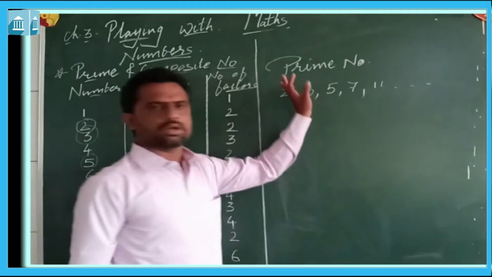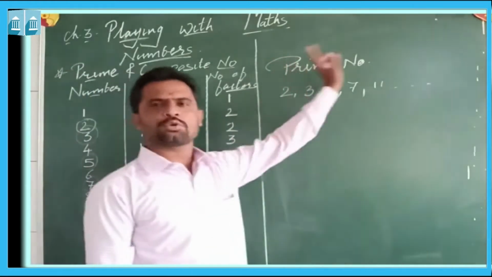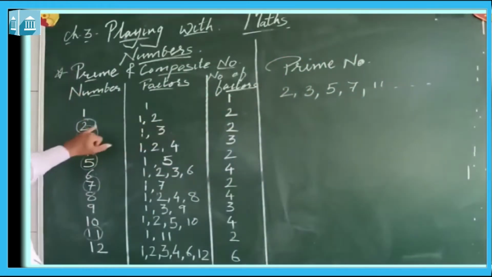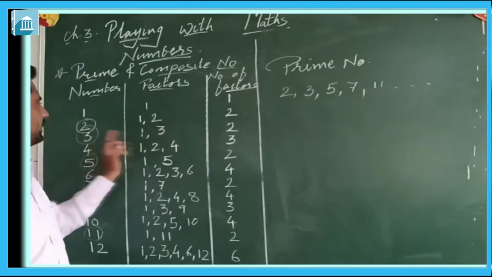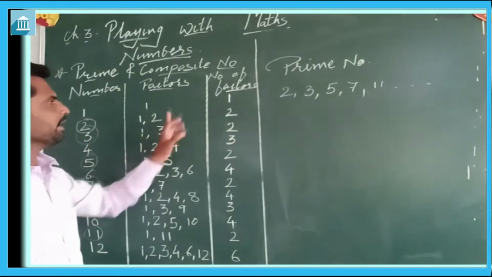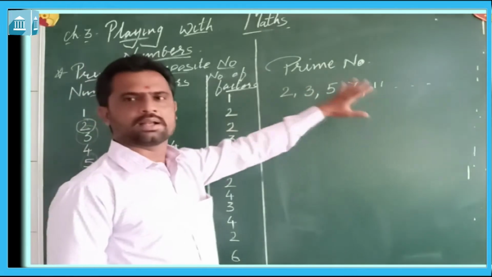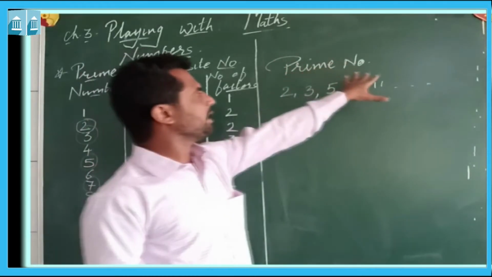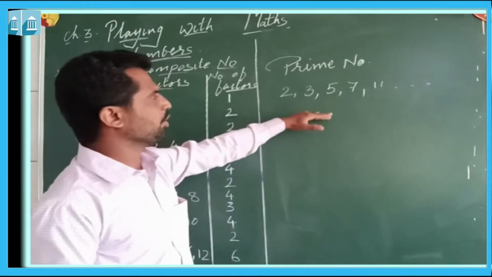The number which has only 2 factors, you see here that 2 has only 2 factors, 1 and 2, again 3 has only 2 factors, 1 and 3, that is 1 and the number itself. So the number which has only 2 factors is known as a prime number.